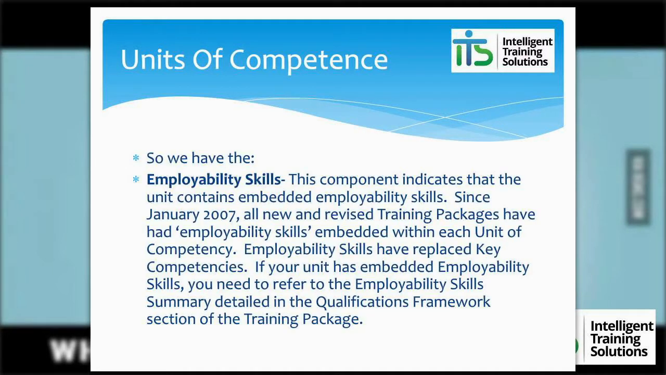As it says here, the next thing on the unit of competence is the employability skills. This component indicates the unit contains embedded employability skills. Since January 2007, all new and revised training packages have had employability skills embedded within each unit of competency. Employability skills have replaced key competencies, and if your unit has embedded employability skills, you need to refer to the employability skills summary detailed in the qualifications framework section of the training package.